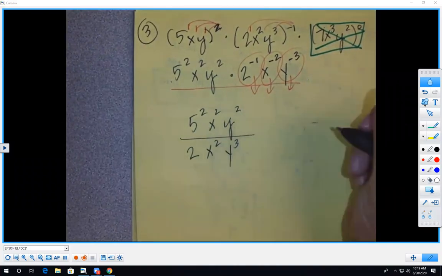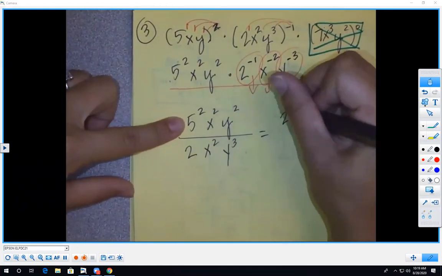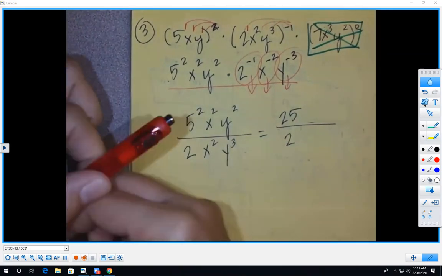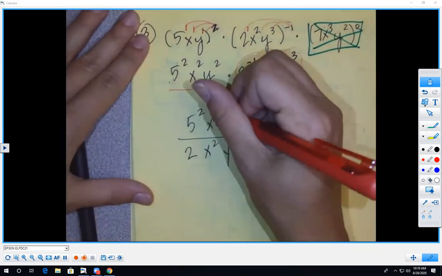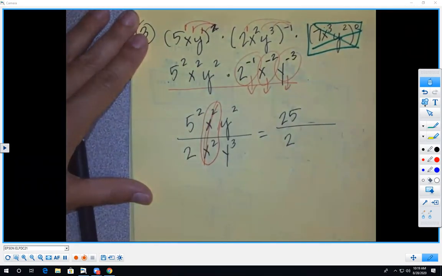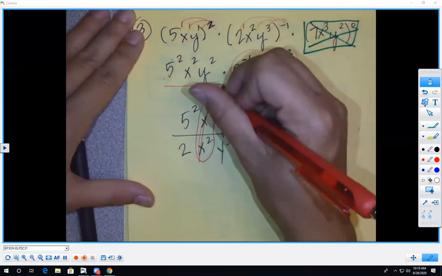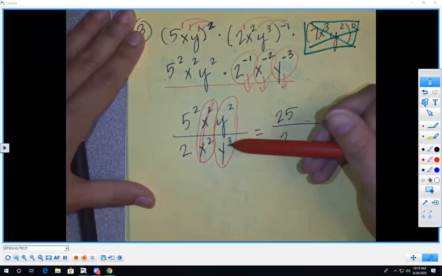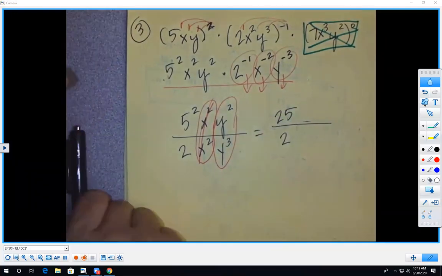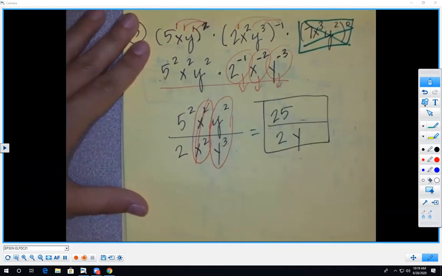And now I can simplify. 5 squared is 25 on top. It's just a 2 on bottom. What happens with my x squared on top and my x squared on bottom? Cancels out, turns into a 1. I don't need to write it. Y squared on top and y to the third on bottom. Subtract them. So 3 minus 2 is 1. Where's it going to go, on top or on bottom? On bottom. So y to the first power on bottom. And that's your answer.